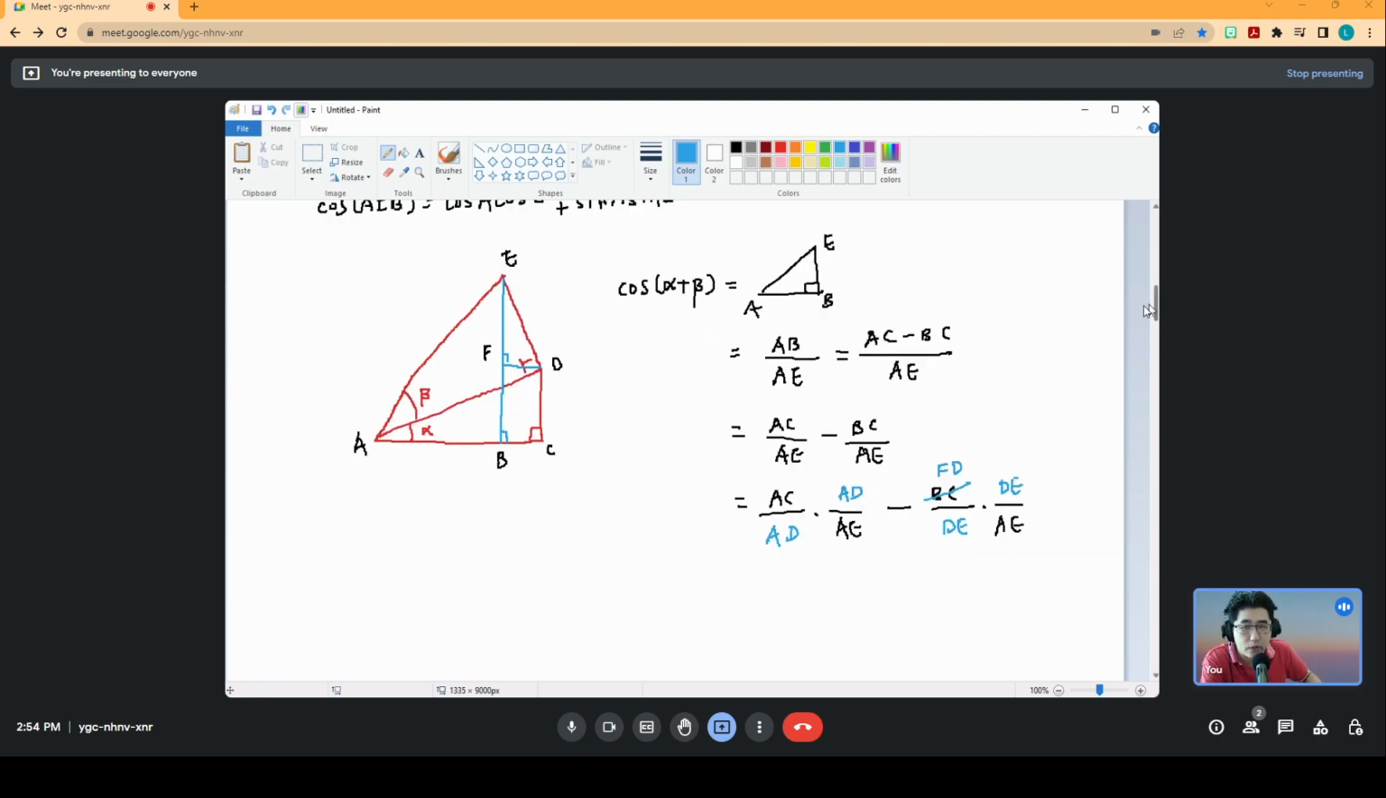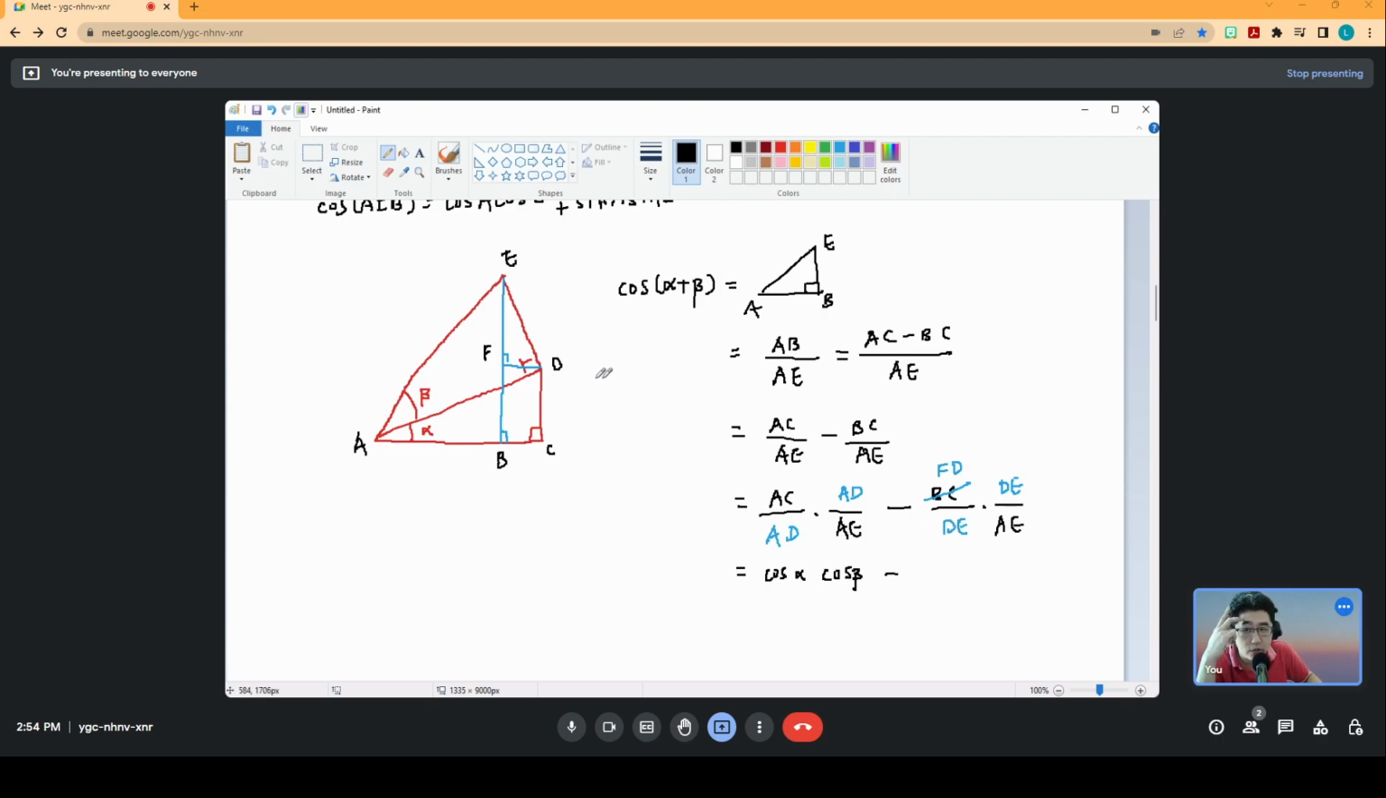So now let's see what's going to happen to them. AC over AD: if they are corresponding to angle alpha, AC is the adjacent of alpha, AD is the hypotenuse of alpha, hence I have a cos alpha. AD is over here, AE is over here. AD and AE also fulfill the angle for beta, where AD is the adjacent of beta and AE is the hypotenuse of beta. Therefore, I have a cos beta, minus.